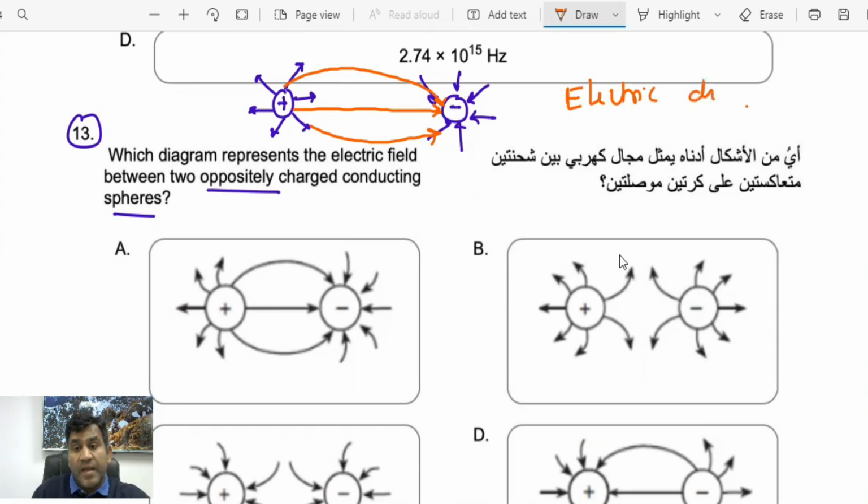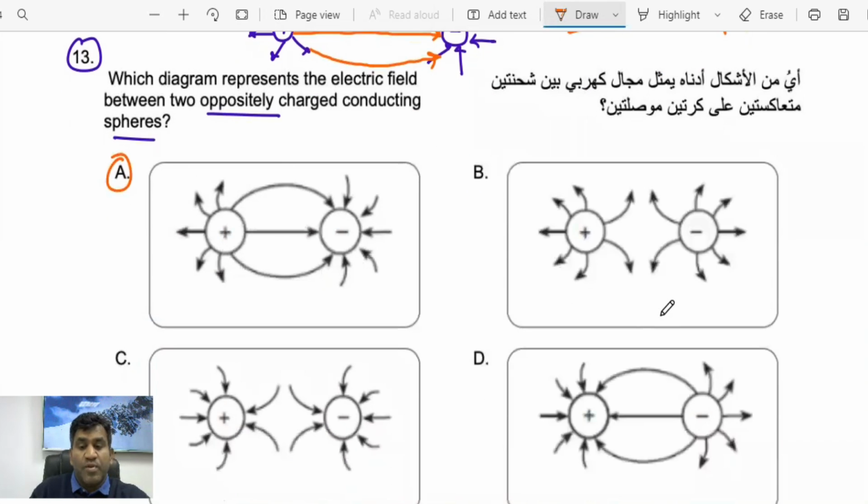Electric dipole. So this is the situation. Which is representing the same type? I can say A is the answer. B is exactly talking about, because they are saying whether it is positive or negative, the electric field is away. It's wrong.